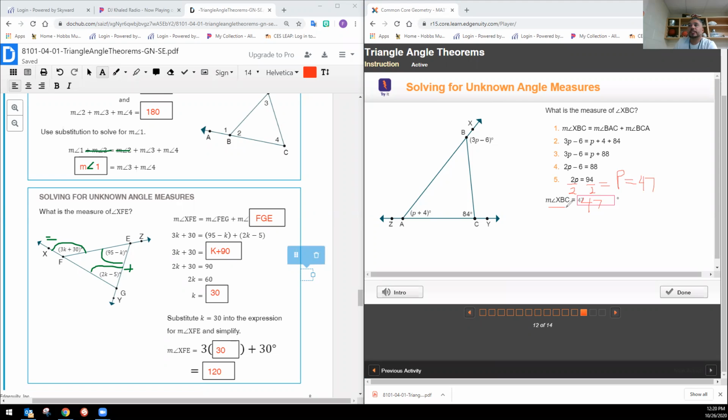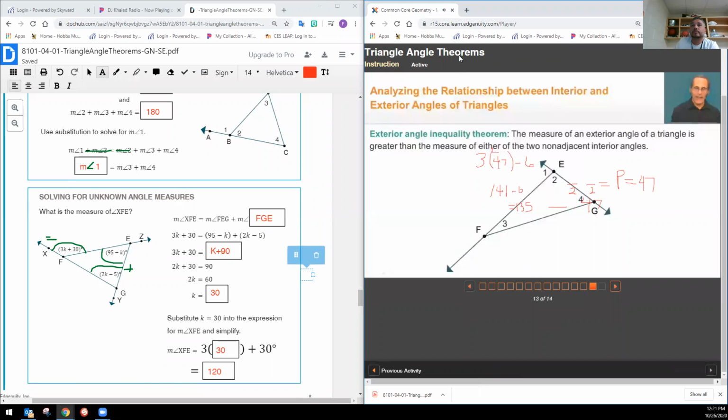Finish reading it out. The measurement of XBC, which is 3 times 47 minus 6. So 3 times 47, that's 21. Carry the 2. 3 times 4 is 12, 13, 14. This is 141 minus 6, which equals 135. Okay, so let's try that again right here. Okay, follow the directions. I would make a lot of mistakes, not just thinking and looking at what it's asking me.